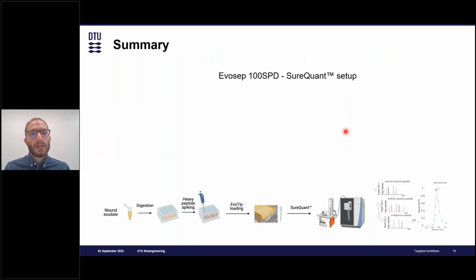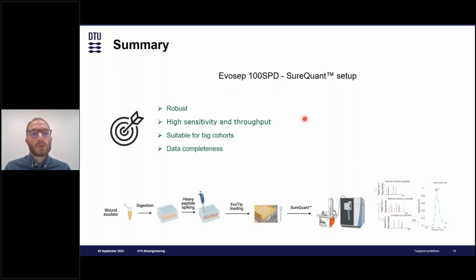So in summary, our setup, the 100 samples per day SureQuant method, was shown to be very robust with very high sensitivity and throughput. It behaved very well for our data set, which is a big data set in terms of samples, and we had very high data completeness.